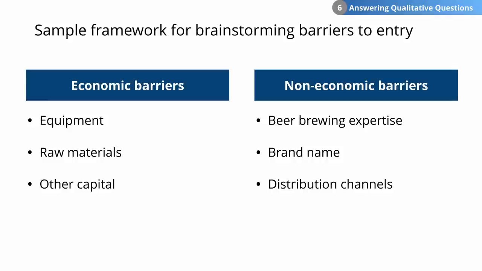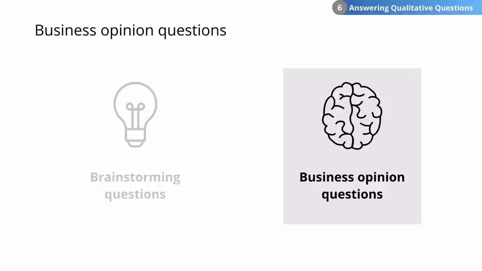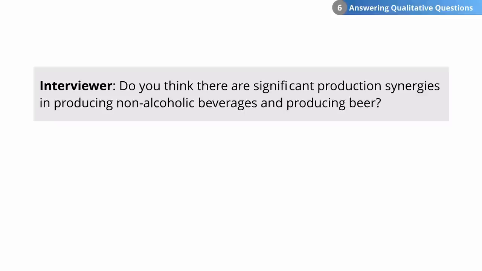The second type of qualitative question are business opinion questions. The interviewer may ask you something like the following. Do you think there are significant production synergies in producing non-alcoholic beverages and producing beer? As always, structure your answer and connect your answer to the case objective.